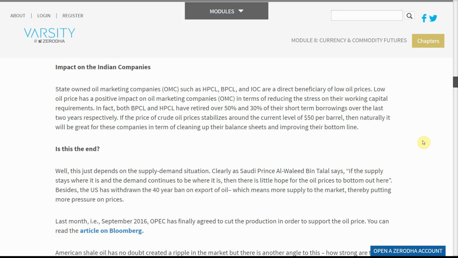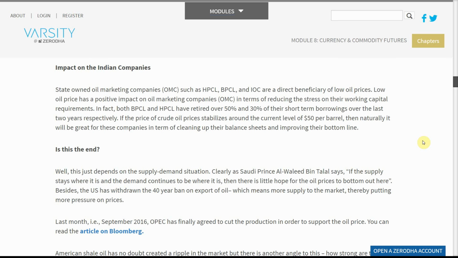Impact on the Indian companies. State-owned oil marketing companies, OMCs, such as HPCL, BPCL, and IOC are a direct beneficiary of low oil prices. Low oil price has a positive impact on OMCs in terms of reducing the stress on their working capital requirements. In fact, both BPCL and HPCL have retired over 50% and 30% of their short-term borrowings over the last 2 years respectively. If crude oil prices stabilize around the current level of $50 per barrel, then naturally it will be great for these companies in terms of cleaning up their balance sheets and improving their bottom line.